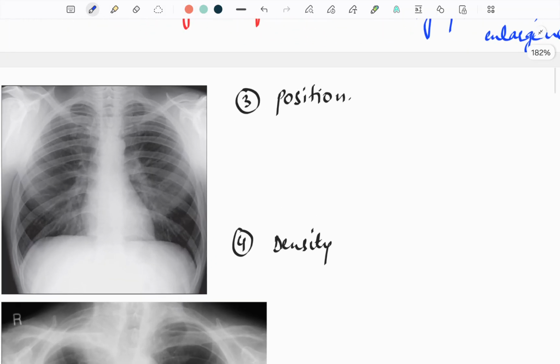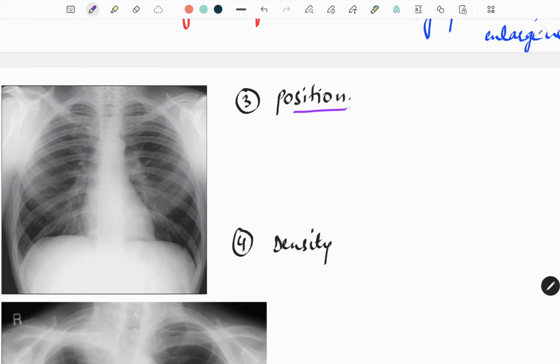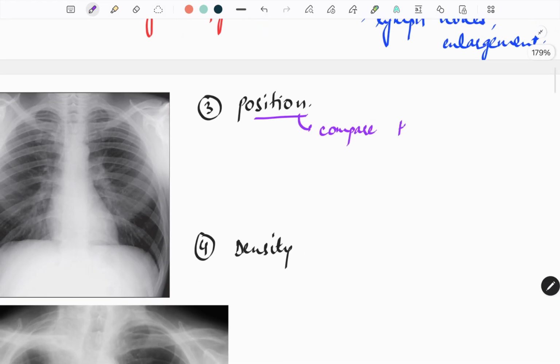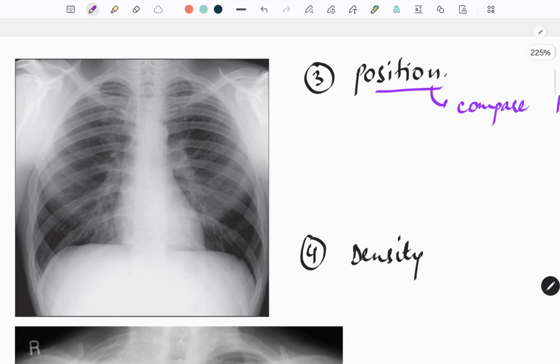Third, we should see the position. How we'll see the position of the hilum? We will compare the horizontal hilar V's. For example, we'll mark in this X-ray.